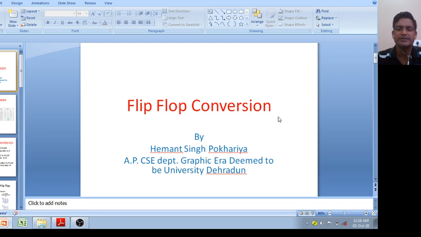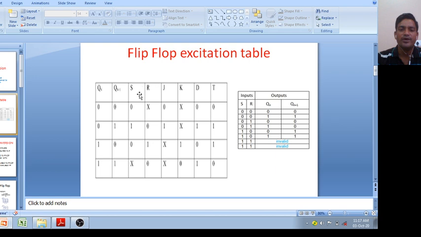Today we will discuss flip-flop conversion, and we will derive the excitation table of each flip-flop with the help of the characteristics table of flip-flops. This is very important, and for this, first of all, you need to recall your characteristics table. This is your characteristics table and this is your excitation table of each flip-flop: SR, JK, D and T.